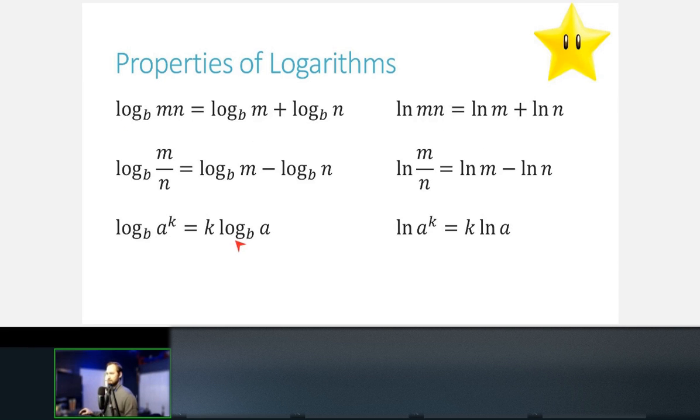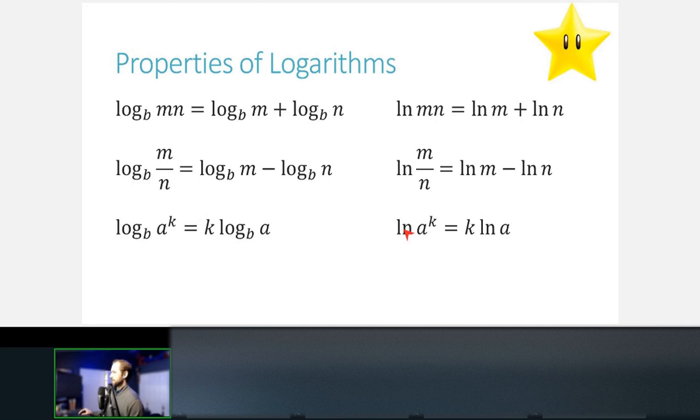Jumping down to this last one, we all know that when you have log base b of a to some exponent, we can take this exponent and move it in front to become a coefficient, and vice versa. If you have a coefficient times log base b of a, we can move this back to become an exponent. So we already know this one. Natural log, it's the same thing, but instead of log, it just says natural log.